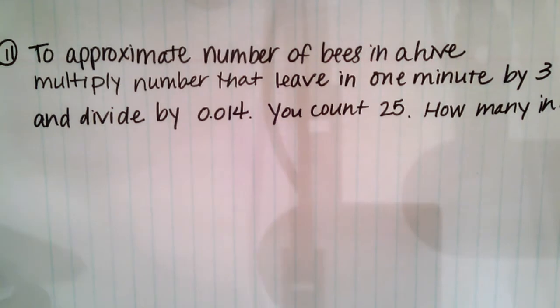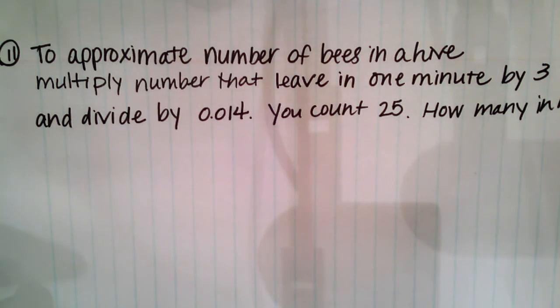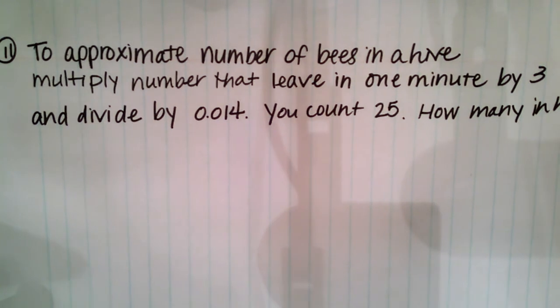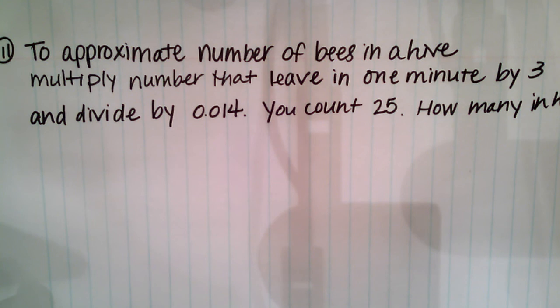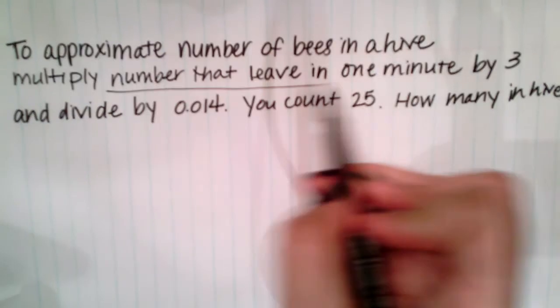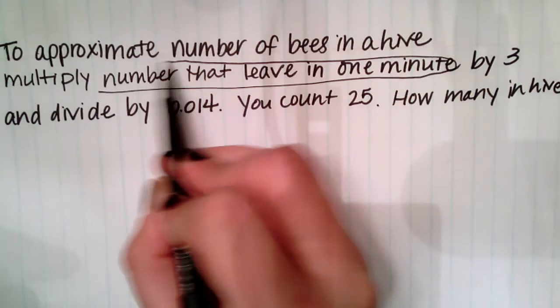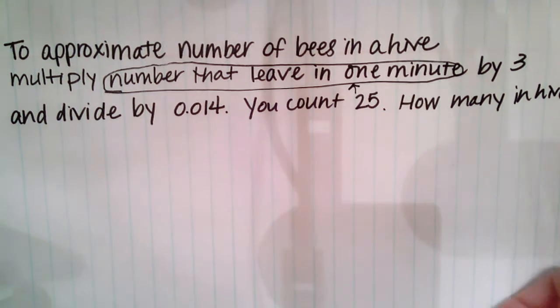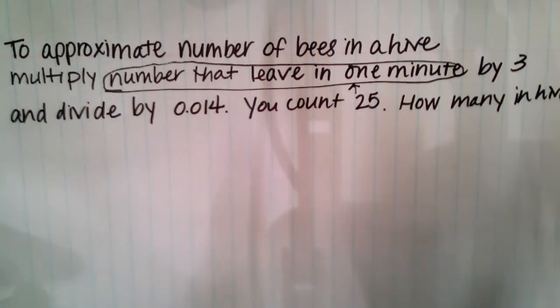All right. And lastly, to approximate number of bees in a hive. This one's kind of cool. Multiply the number that leave in 1 minute by 3 and divide by 1400ths. You count 25 that leave in 1 minute. So this number here is 25. How many are in the hive?